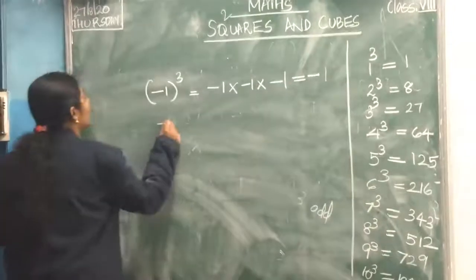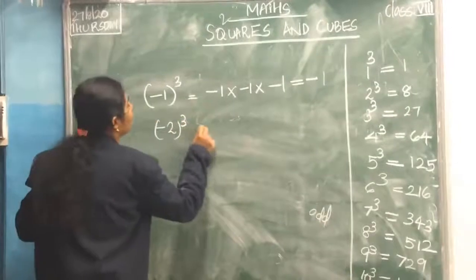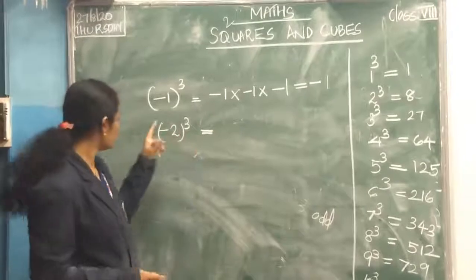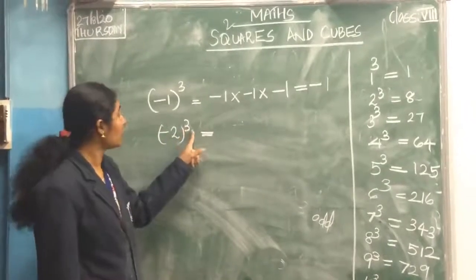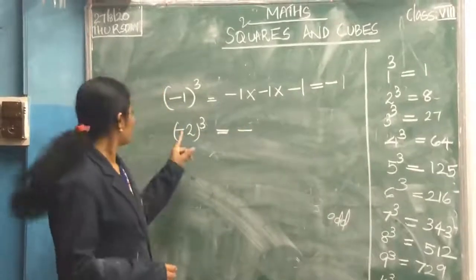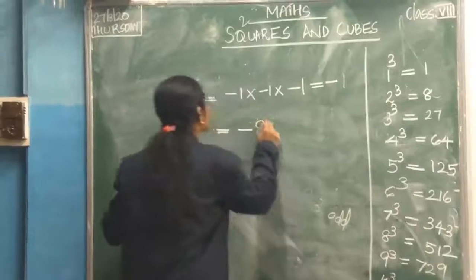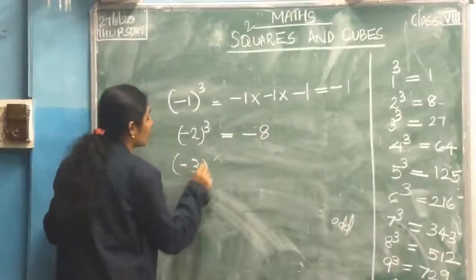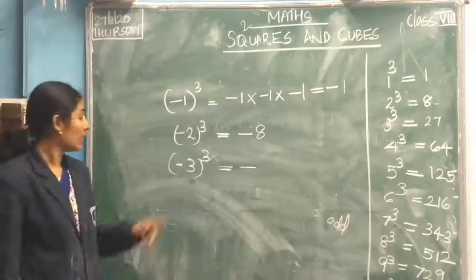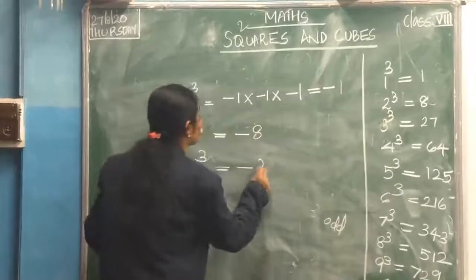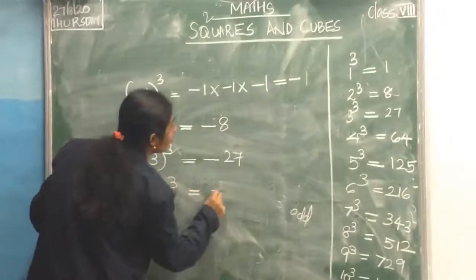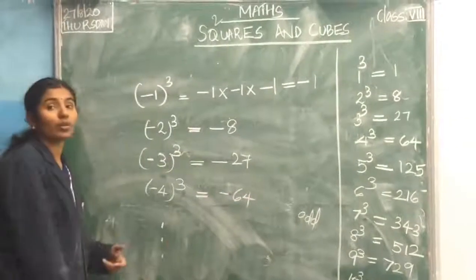So see here, what is -2 cube? You should multiply -2 three times, but you don't need to multiply the number. Here, how many times is it coming? 3 times. 3 is an odd number, so you should give a negative sign. What is 2 cube? 8. Next, -3 cube. The power is 3, so in the result you should give a negative sign. 3 cube is 27. So like this you can do all the numbers.